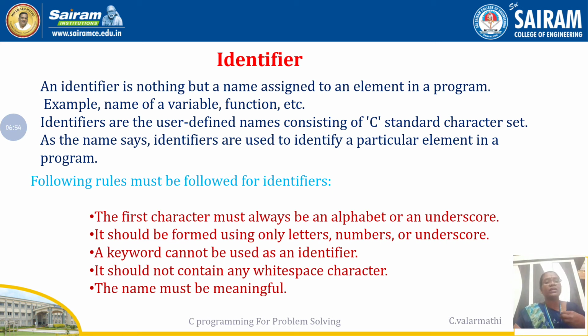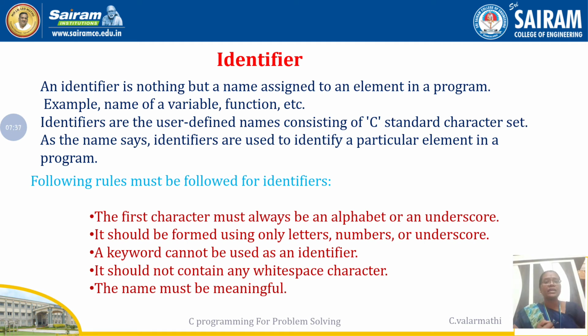But when you are giving a name for your element, there are some rules to be followed. What are those rules? First one is the first character must always be an alphabet or an underscore. You cannot have a number as the first letter of your variable. So either it should be an underscore or any alphabet, lowercase or uppercase. That is the first rule. Then it should be formed using only letters, numbers or underscore. Apart from underscore, there is no special symbol allowed in naming an identifier.